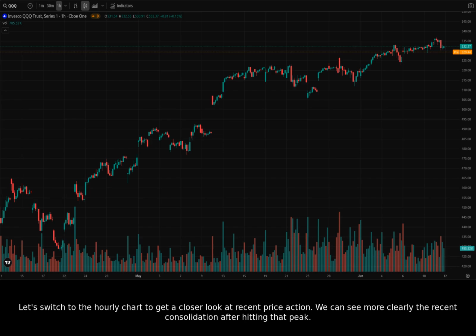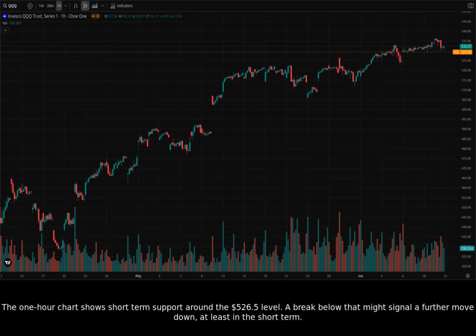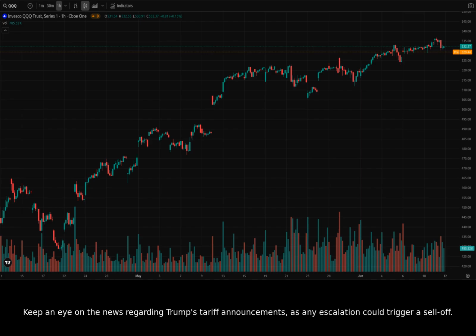Let's switch to the hourly chart to get a closer look at recent price action. We can see more clearly the recent consolidation after hitting that peak. The 1-hour chart shows short-term support around the $526.50 level. A break below that might signal a further move down, at least in the short term. Keep an eye on the news regarding Trump's tariff announcements, as any escalation could trigger a sell-off.